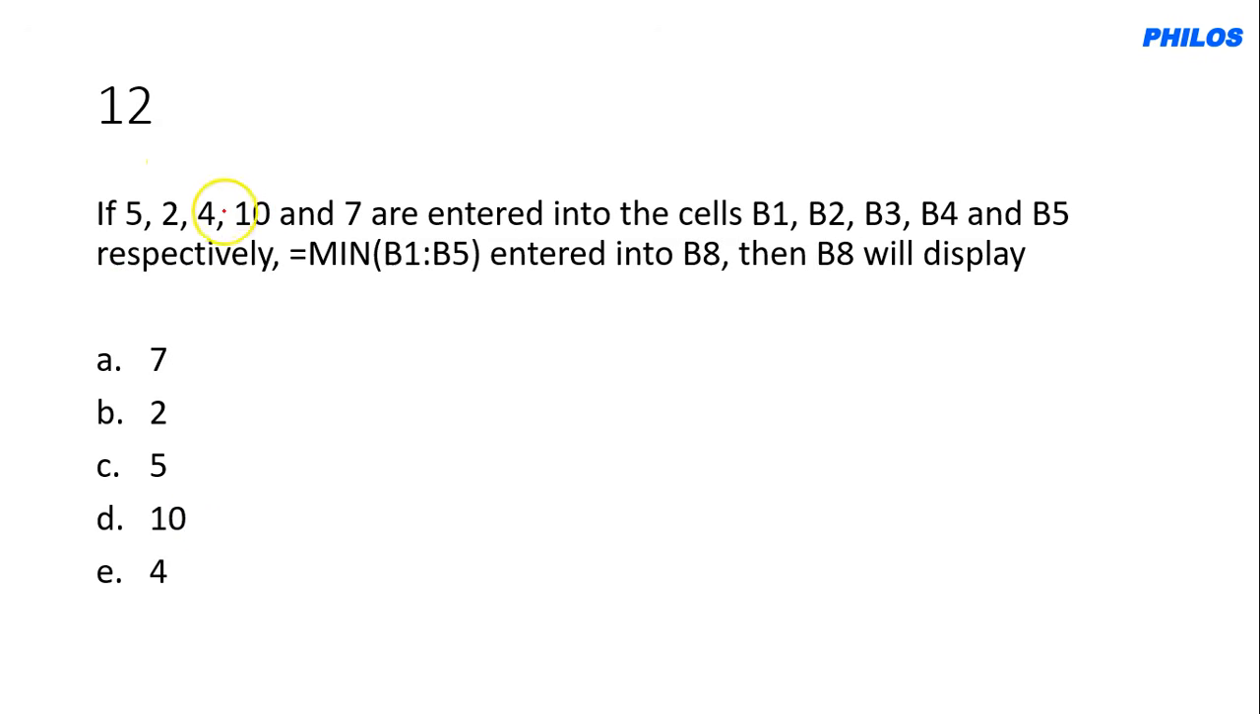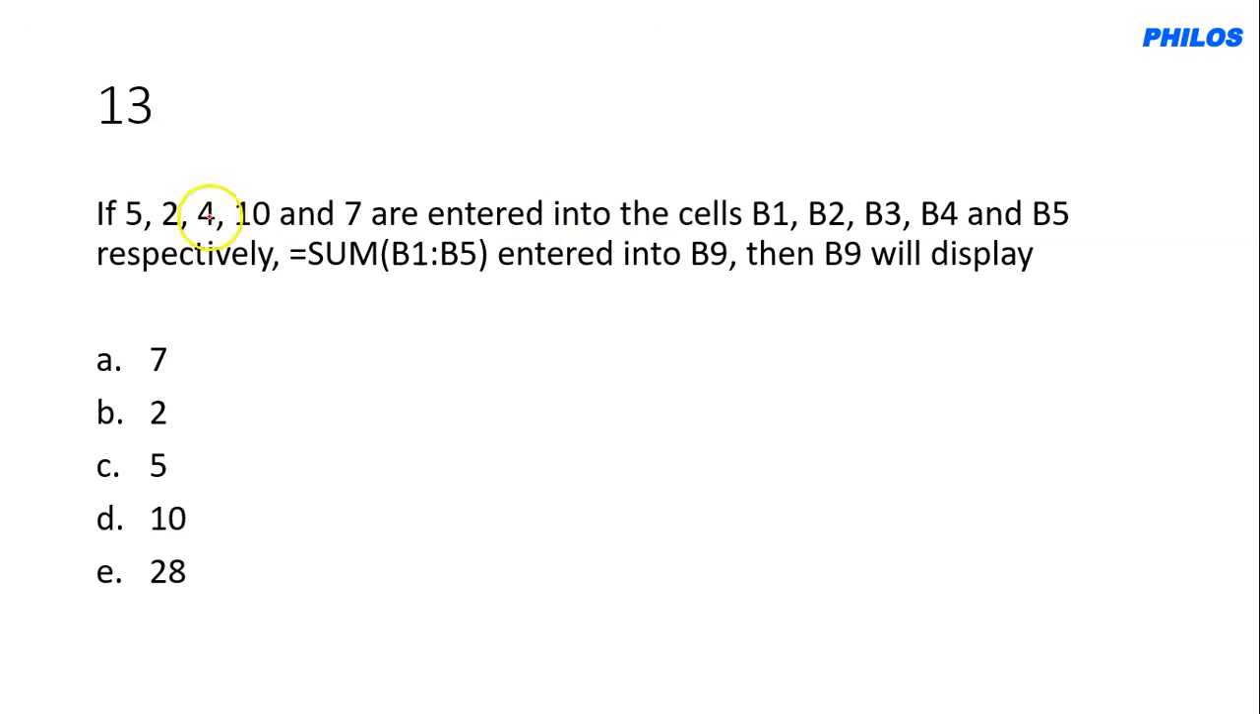Question 12. Now, question 12 gives us the same setup, but this time it says if MIN B1 colon B5 bracket close is entered into B8, then B8 will display. Now, MIN means minimum, so it wants the minimum value from B1 to B5. Which of them is the minimum among them? The minimum is 2. The lowest is 2. So the correct answer for question 12 is B.